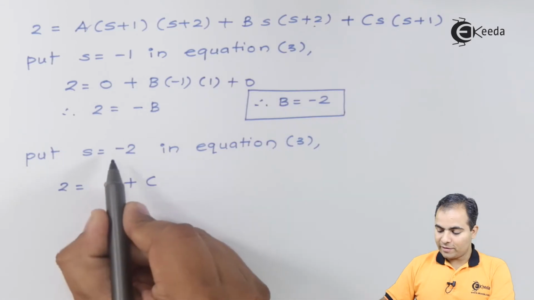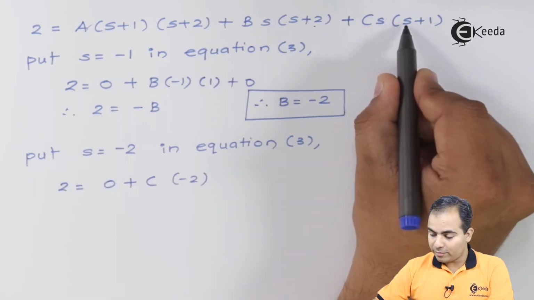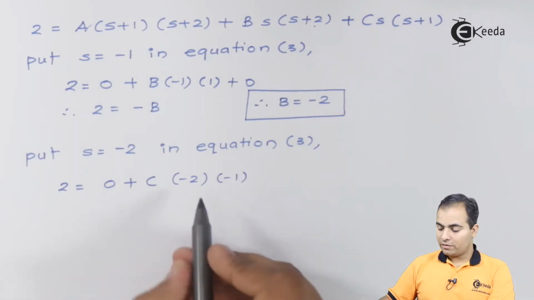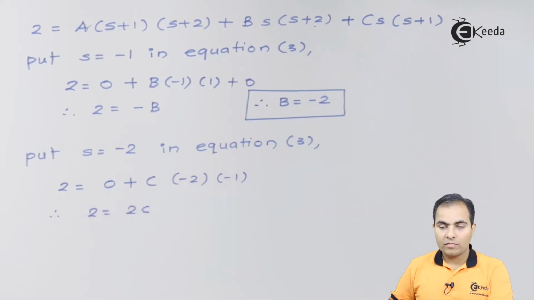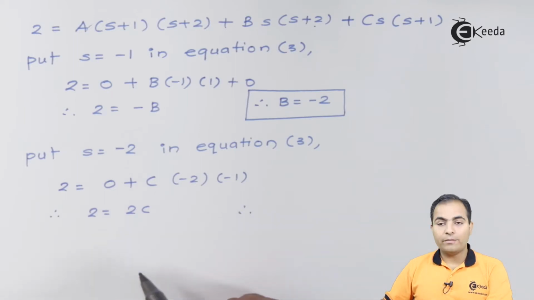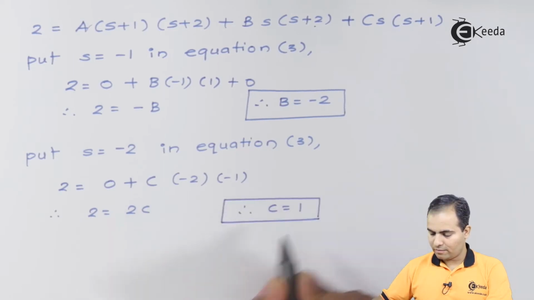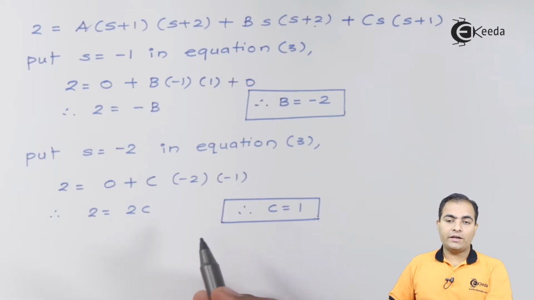So this S is replaced by -2. Now, as this S is also replaced by -2, -2 plus 1 will give us a value -1. Now, -2 into -1, answer is plus 2. So, if I shift this 2 to the denominator side, then 2 will get cancelled and the answer will be 1. So, therefore, my C value is also 1. What is our next step? We are going to substitute the values of A, B and C in equation number.